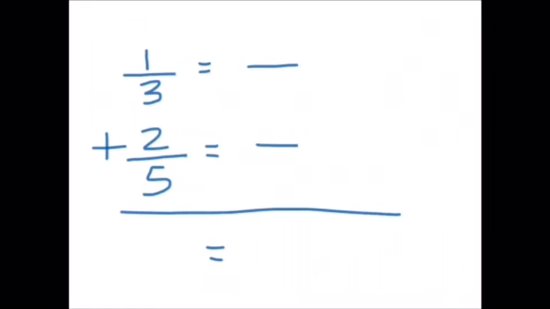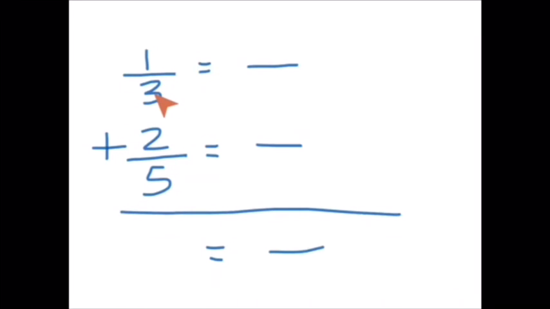1 over 3 plus 2 over 5. First, setup. Equal sign, equal sign, equal sign. Fraction bar, fraction bar, fraction bar. Now we look at our denominators. We have 3 and 5. 5 is the largest, right? So then you ask the question, can I multiply 5 times something and get 5? Of course you can. 5 times 1 is 5. Can I multiply 3 times something and get 5? And the answer is no.